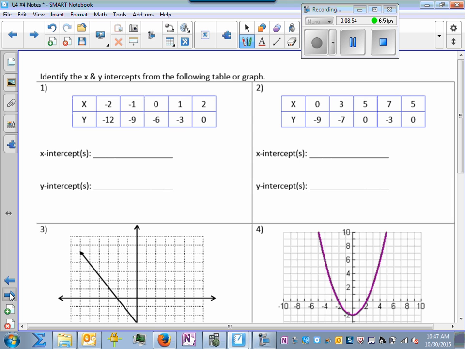So, over here, it's the same deal, but I'm looking at it in a table. Remember, my table is just like a set of ordered pairs. That's an ordered pair, that's an ordered pair, so on and so forth. So, what am I going to do? What am I going to look for my x-intercept? What is my y going to be in my x-intercept?